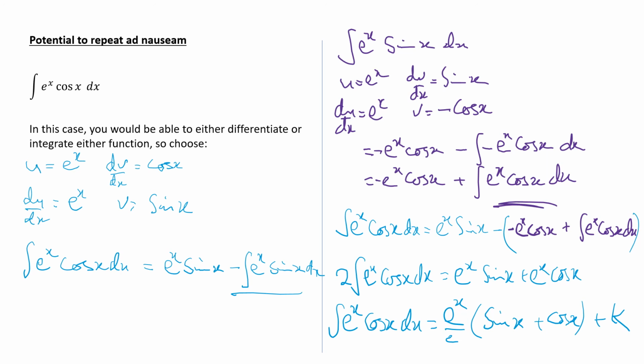So what I'll end up with here is that the integral I wanted has got to be a half of that. So the integral of e to the x cos x with respect to x is e to the x, pulling the e to the x out as a common factor, over 2, because of that halving, sin x plus cos x. Now, I can't really simplify that, and because I didn't put any limits in, plus k.